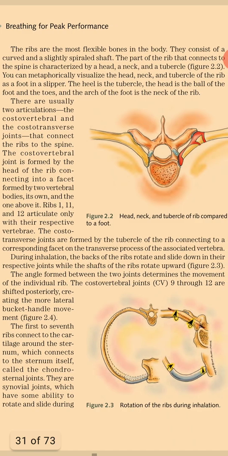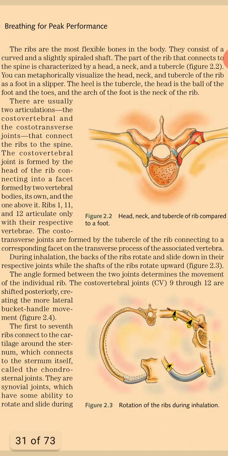The ribs are the most flexible bones in the body. They consist of a curved and a slightly spiral shaft. The part of the rib that connects to the spine is characterized by a head, a neck, and a tubercle. You can metaphorically visualize the head, neck, and tubercle of the rib as a foot in a slipper. The heel is the tubercle, the head is the ball of the foot, and the toes and the arch of the foot is the neck of the rib.